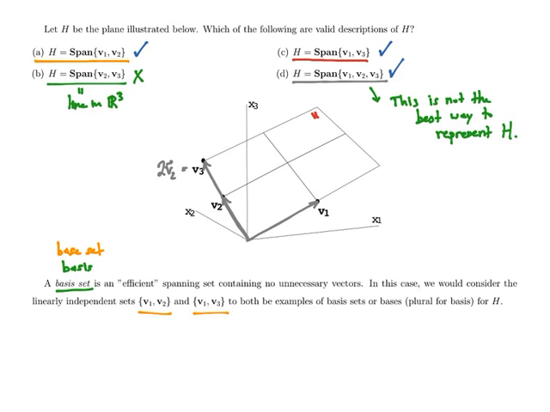And this idea of efficient is going to mean a minimal spanning set. We'll see that later on formally. So a minimal spanning set means that there's no extra vectors in there like we had for part D.